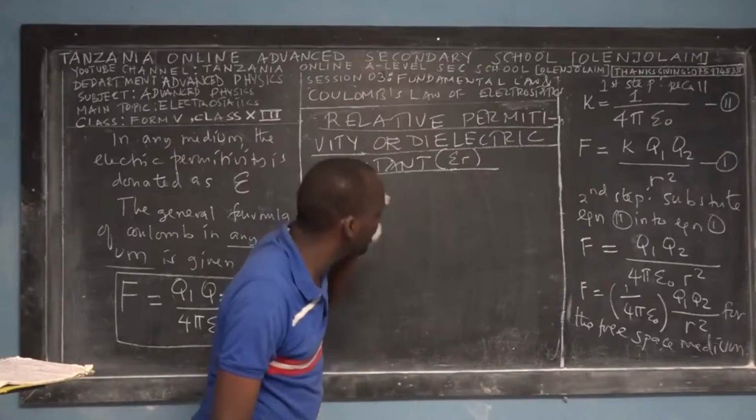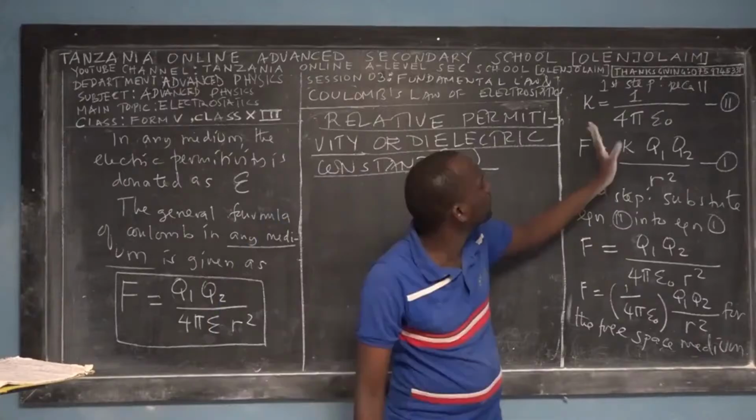The proportionality constant is K, and the second equation came after experiments on electrostatics of charges. They needed a lot of studies and a lot of experiments to come up with this equation. So we say there's a relationship between these equations, and we can substitute K, that is, substitute equation 2 into equation 1.